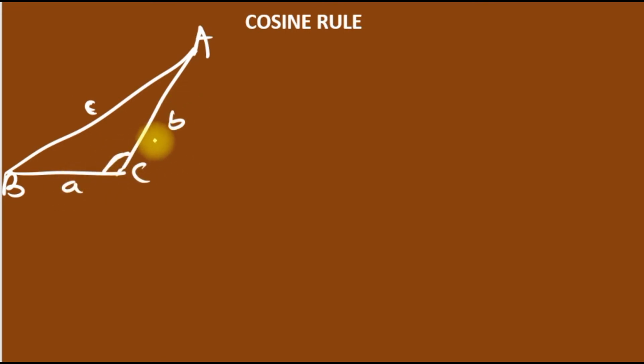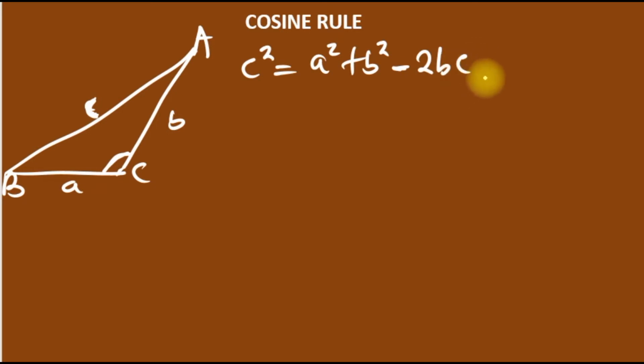We use it when, formally, we are given two sides and an included angle, and we're asked to find the third side. That's the side opposite the given angle. So the rule states that the square of the unknown side equals the sum of the squares of the known sides, minus 2 times the product of the known sides, okay, the known sides are b and a, times the cosine of the known angle.